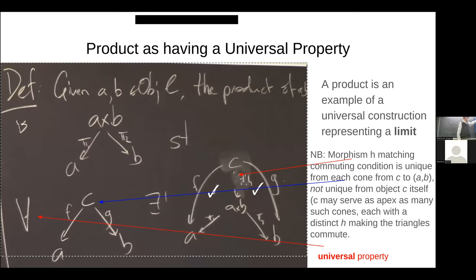It's the terminal object, right? And what is the terminal object? In Set, it's a singleton set. Yeah, it's a singleton set. So we can call it scalar. It doesn't matter terribly.